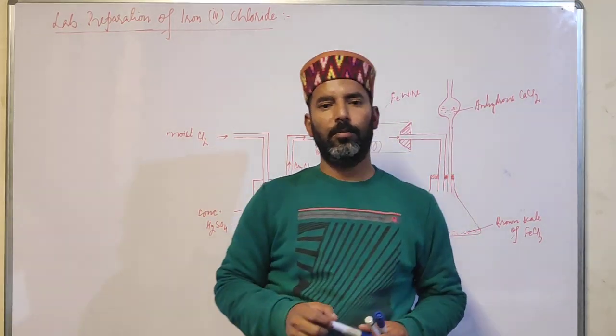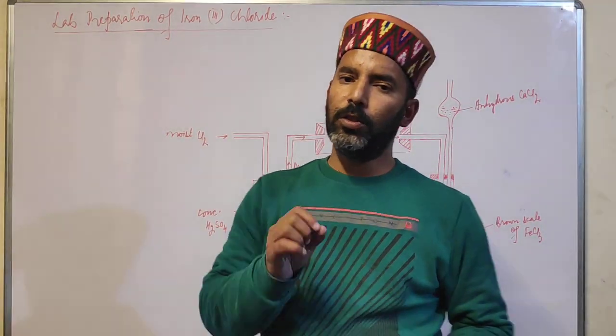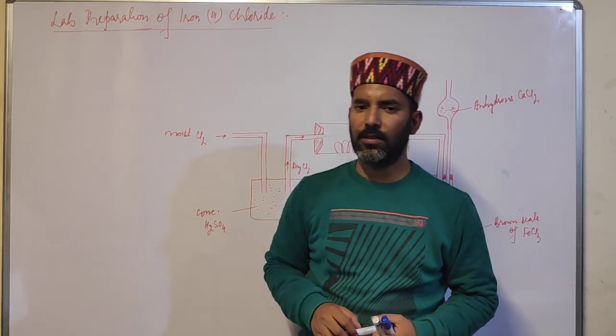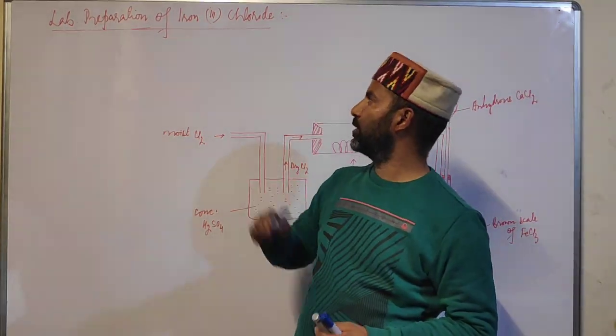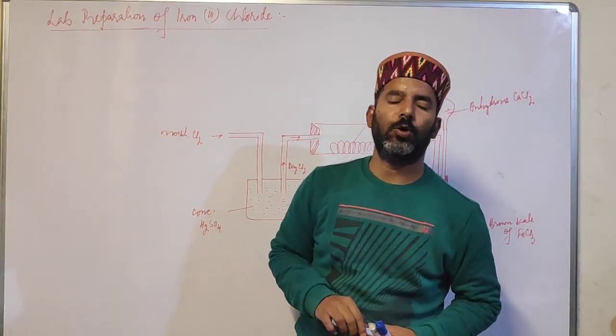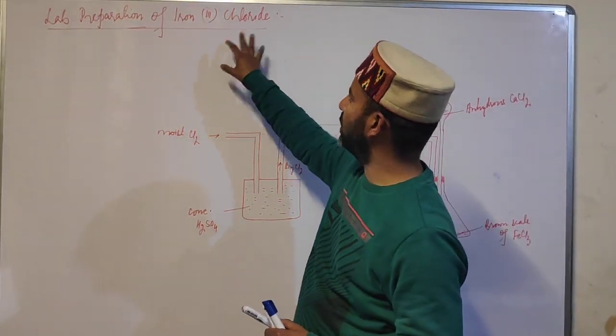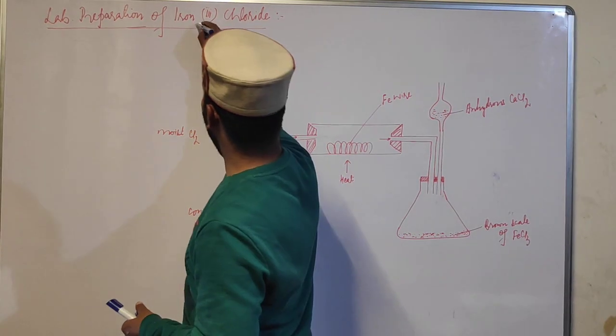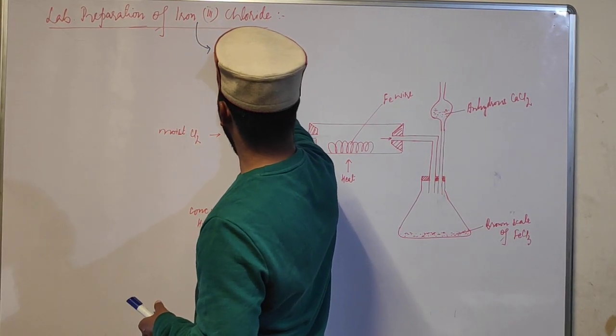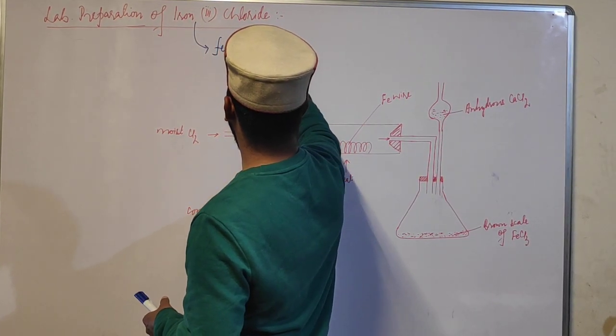Hello students, welcome back. Today we are going to discuss some lab preparations of salts. So first we have the lab preparation of iron 3 chloride, that is ferric chloride. Iron 3 chloride is called ferric chloride.